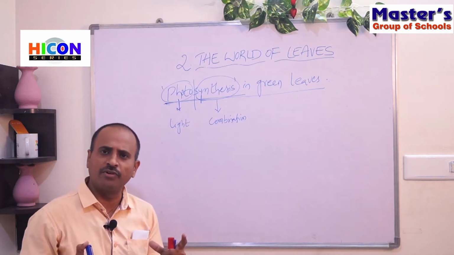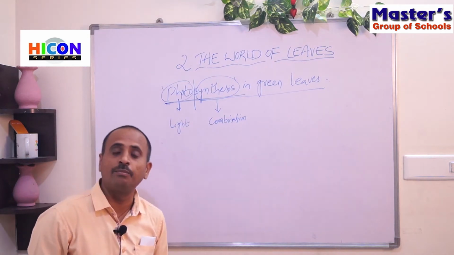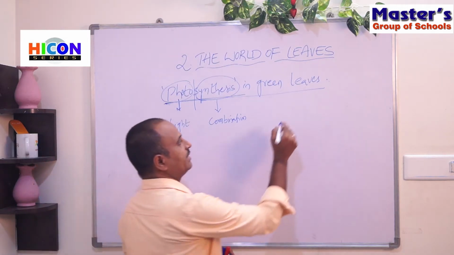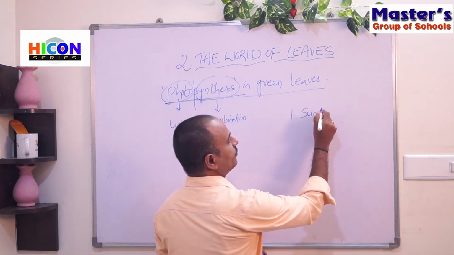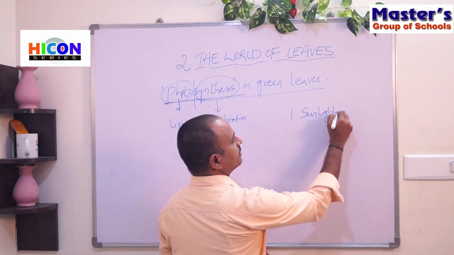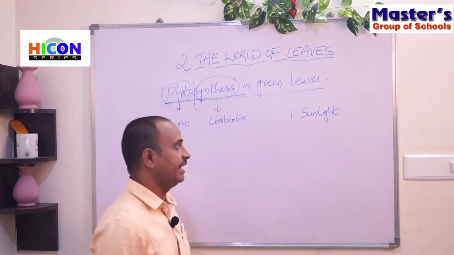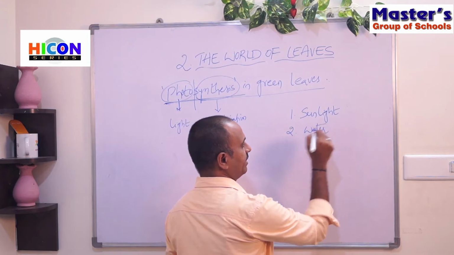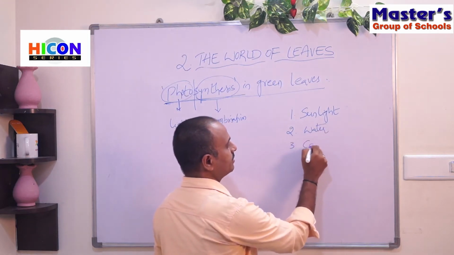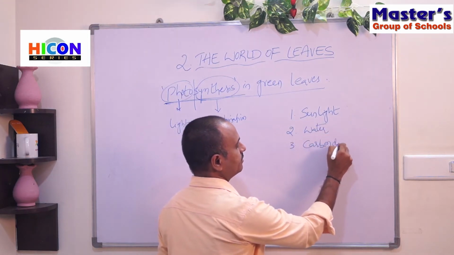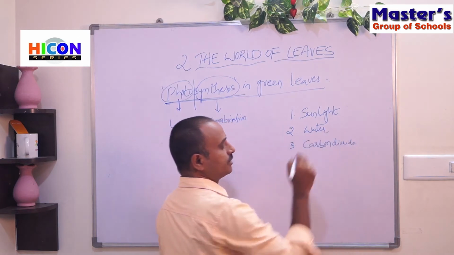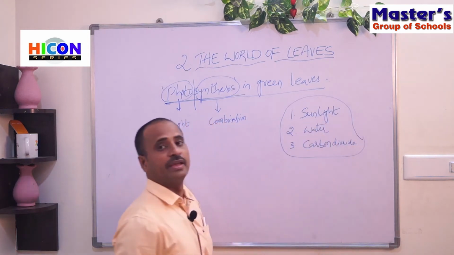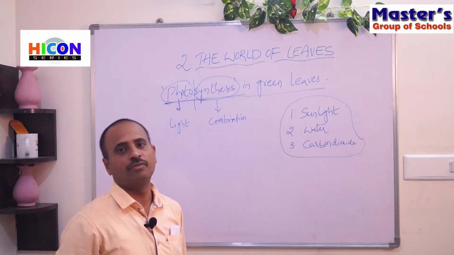In the process of photosynthesis, the components required by the plant are, first, sunlight. For the photosynthesis process, the leaves require sunlight and water and minerals. And the third one is carbon dioxide. By using these components, plants can prepare their food with the help of chlorophyll.